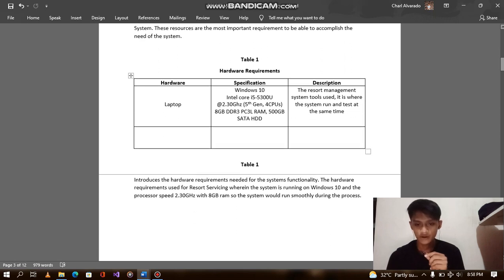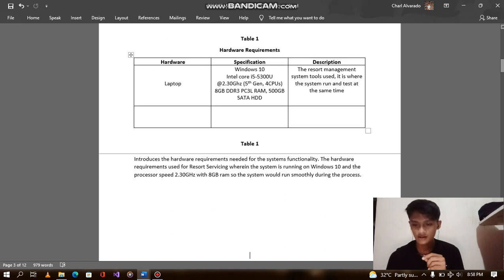Table 1 Hardware Requirements. Hardware, we have laptop and the specification: Windows 10, Intel Core i5, 2.30 GHz, 5th generation CPU, 8 GB RAM, and 500 GB ROM. The resort management system tools used is where the system runs and is tested at the same time.